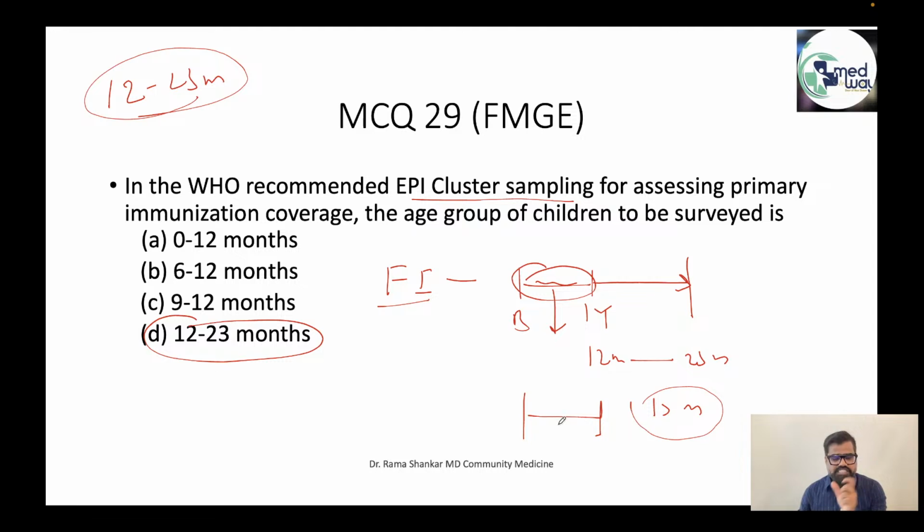So the age group which we select is 12 to 23 months in the WHO EPI cluster sampling. And the full immunization concept is, you select a 12 to 23-month-old child to assess whether all the vaccines till 1 year have been given or not. You cannot select a child of 8 months or 9 months, because it has to cover till 1 year. Let the work be done, then only you can assess. If the work has not been done, how will you assess that?